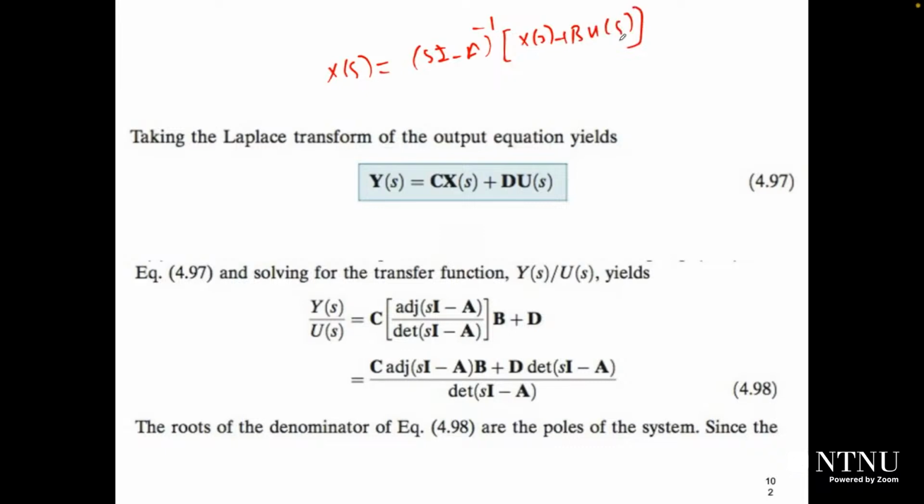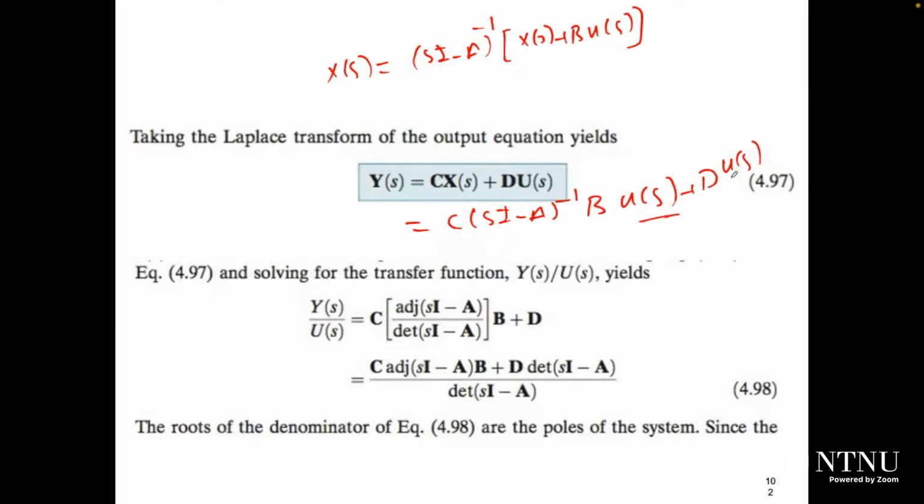We substitute X(s) with this expression, so it will be C (sI minus A) inverse. And we will assume the initial condition equals 0, so it will be C (sI minus A) inverse BU(s). Now I need to get the transfer function, which is Y(s) divided by U(s). In fact, I forgot plus DU(s), so it will be C(sI minus A) inverse BU(s) plus DU(s).